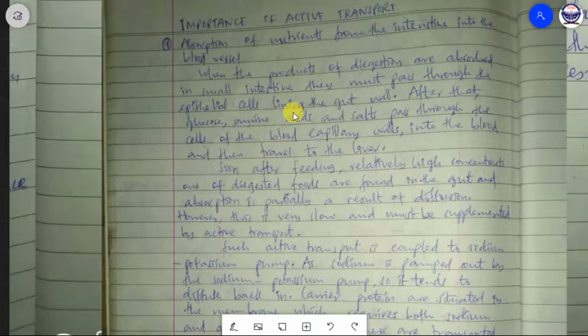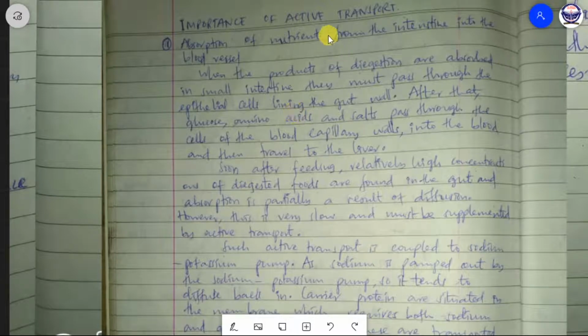However, diffusion is used when the concentration of food particles in the intestine is higher as compared with the concentration of food substance in blood. But when the concentration of food substance in blood is high as compared to that present in the intestine, that means active transport should be applied, diffusion cannot function.